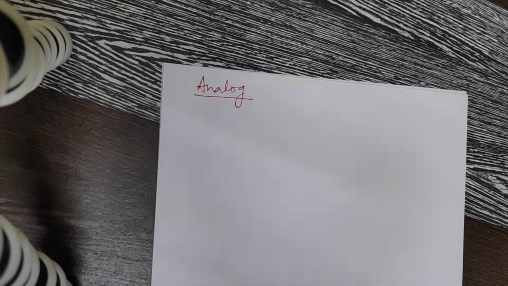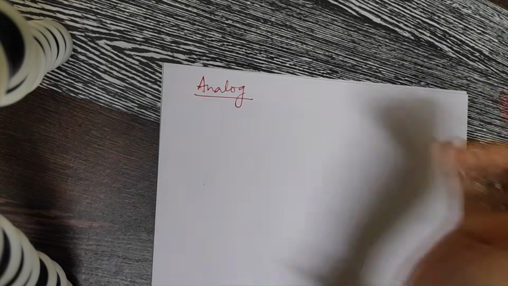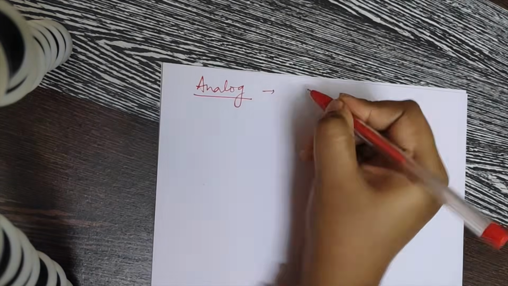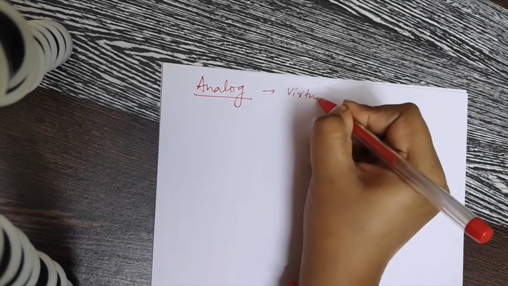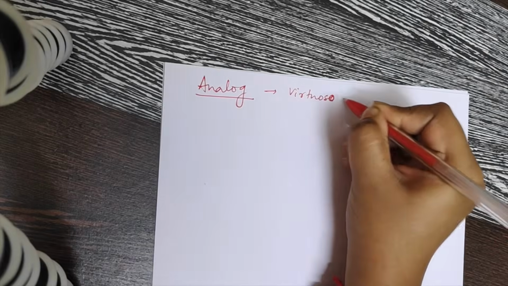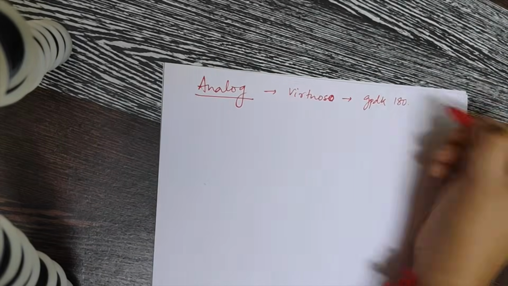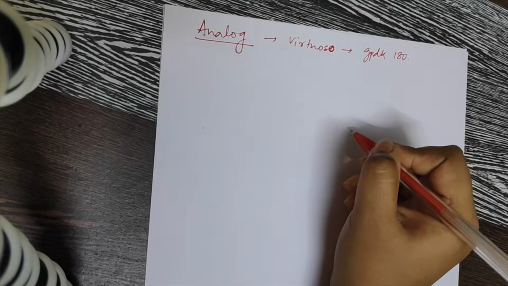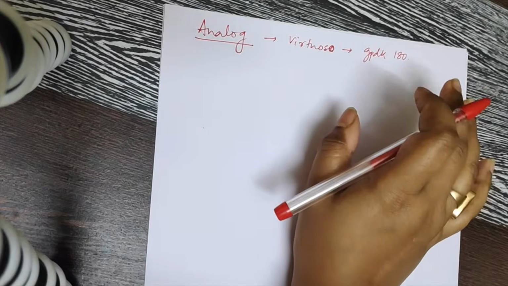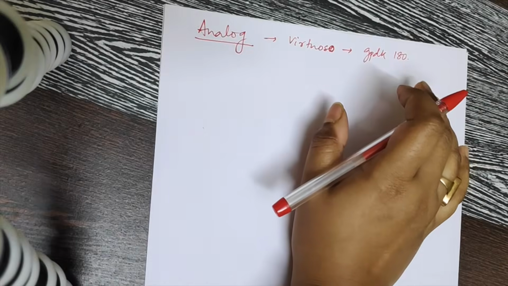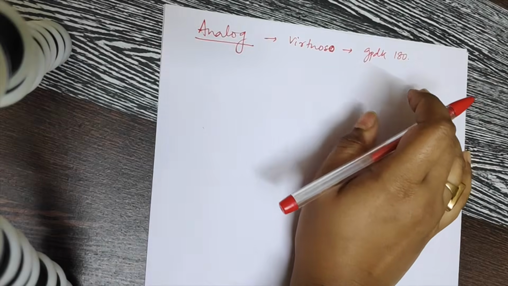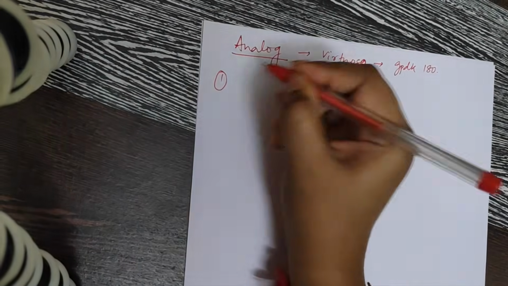And one more thing to remember is that for analog design, I'll be using Virtuoso and the library file will be GPDK 180. We are not going to use 90 or 45 for our syllabus. It is 180.